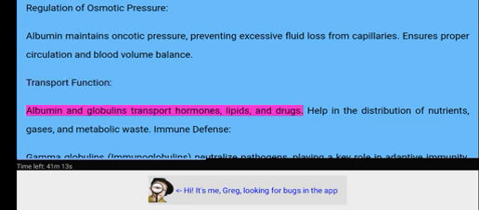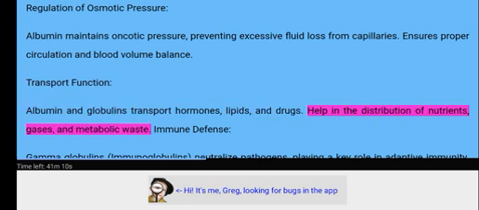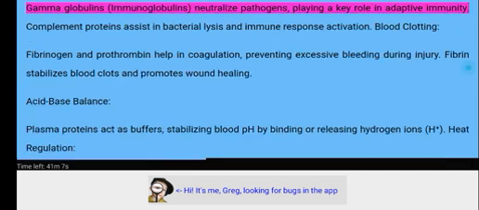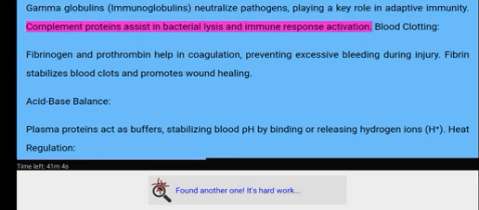Transport function. Albumin and globulins transport hormones, lipids, and drugs. Help in the distribution of nutrients, gases, and metabolic waste. Immune defense. Gamma globulins, immunoglobulins neutralize pathogens, playing a key role in adaptive immunity. Complement proteins assist in bacterial lysis and immune response activation.